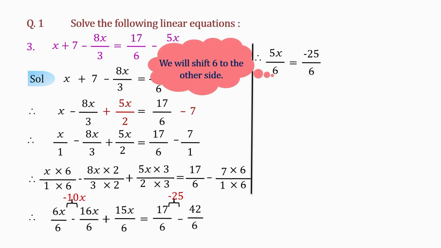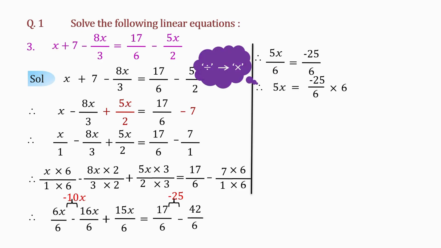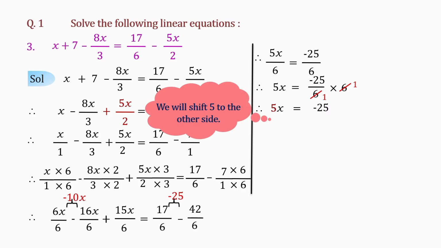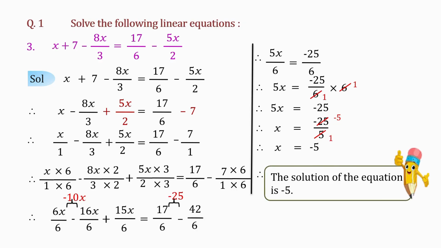Now we are going to shift the 6 to the other side. It will change the sign. And we can cut this 6 and 6. So we got 5x equal to minus 25. Now 5 will be shifted, so it will now be divided. So x equal to minus 25 by 5, which becomes minus 5. So x equal to minus 5. So the solution of the equation is minus 5.